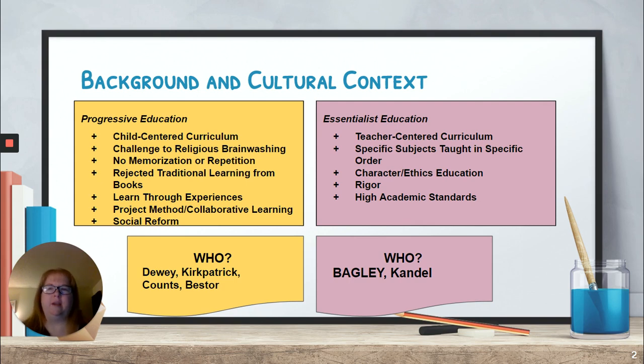And so there are several major points about progressive education. The biggest one is child-centered curriculum, that the child and the child's interests should guide what the learning is and how the learning takes place. But they also challenged a lot of traditional learning practices such as religious indoctrination or religious focus in education. They challenged memorization and repetition, which had been a big part of education. And they rejected traditional learning from textbooks and just books in general. And they were big on learning through experiences.